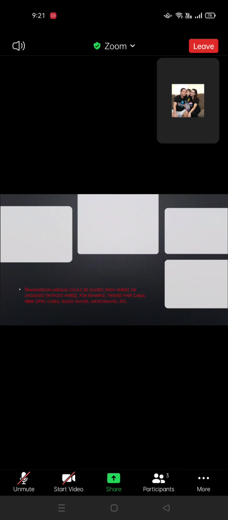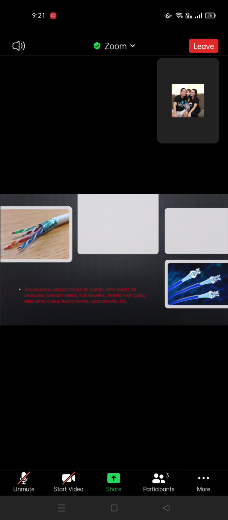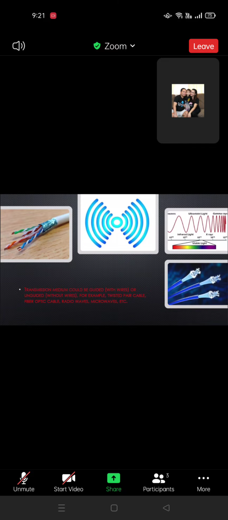Transmission medium could be guided, with wires, or unguided, without wires. For example, twisted pair cable, fiber optic cable, radio waves, and microwaves, and etc.